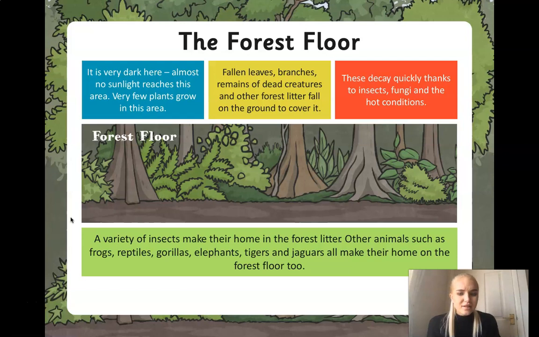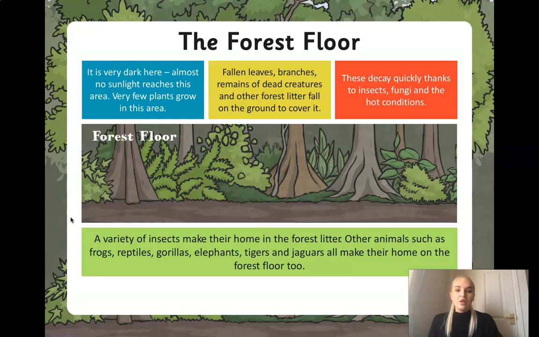But you'd be surprised because a variety of insects make their home in this forest. They call it the forest litter because it's just remains of things. On the forest floor, lots of insects make their home here, but also other animals such as frogs, reptiles, gorillas, elephants, tigers, jaguars, they all make their home on the forest floor. Of course, lots of these animals need to be on the forest floor because maybe they can't climb, like elephants, for example, so they do stay in this area. But they don't get a lot of sunlight and they don't get a lot of rain either.